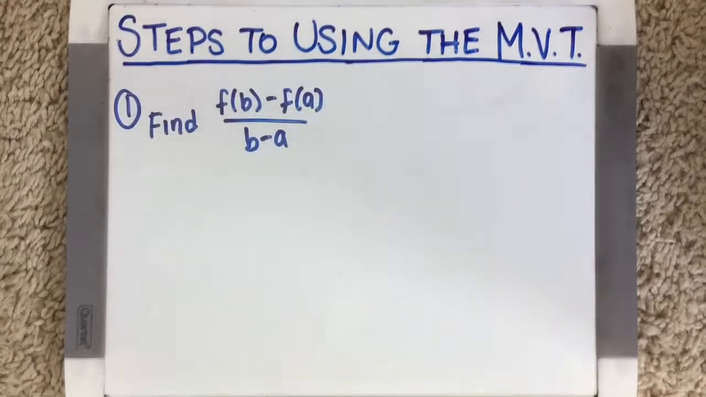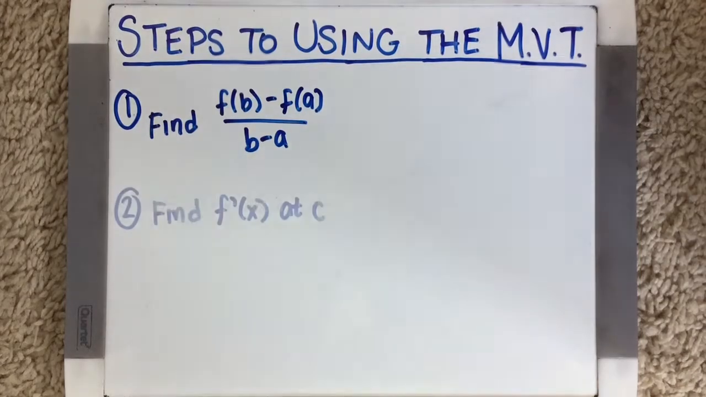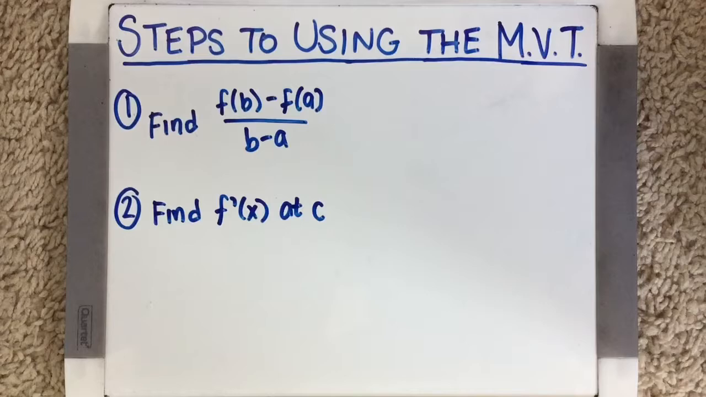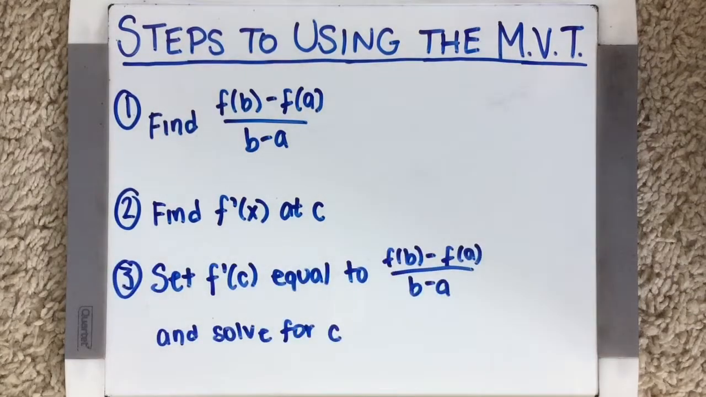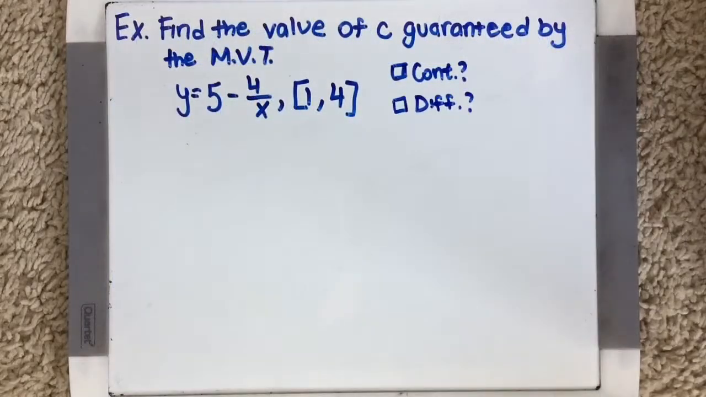There's a process to using the M.V.T. in a problem. First, find the average slope by using the formula f of b minus f of a all over b minus a. Next, find the derivative in terms of c. Finally, set the average slope found in step 1 equal to the derivative equation from step 2 and solve for c. Let's try a few examples.